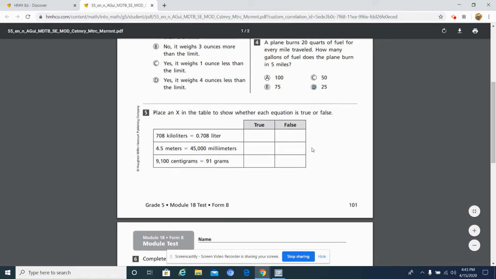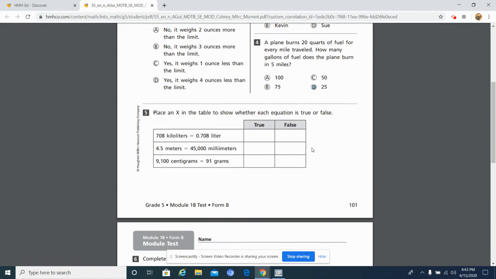Awesome. Okay. The next one says, place an X in the table to show whether each equation is true or false. So 708 kiloliters equals 0.708 liters.